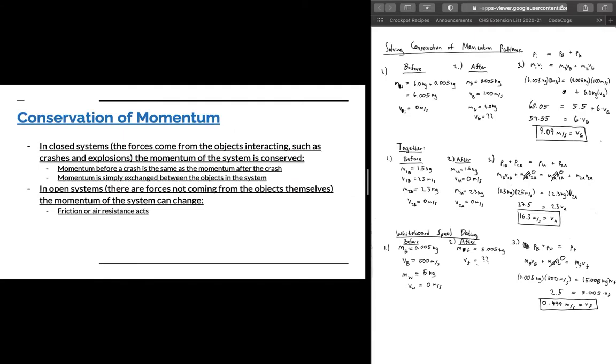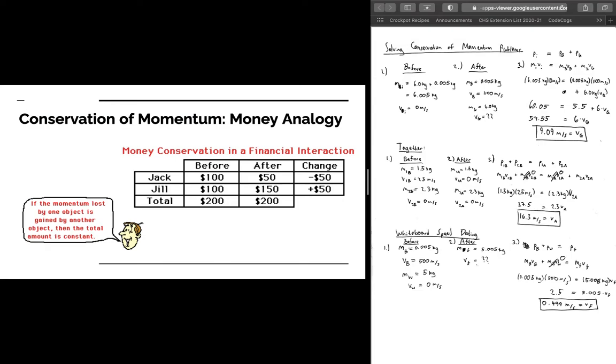A very useful way to think about conservation of momentum is what we call the money analogy. Let's say we have two people, Jack and Jill, who both start off with $100. So their total amount is $200. Let's say Jack and Jill interact, and Jack gives Jill $50. This is like our collision here. As a result, Jack is going to have $50 after the collision or interaction, and Jill is going to have $150 after the collision or interaction.